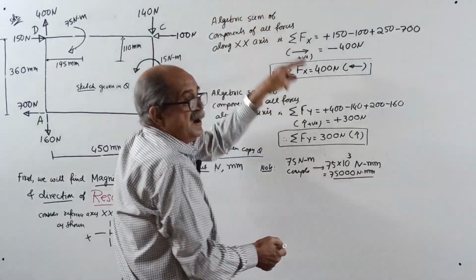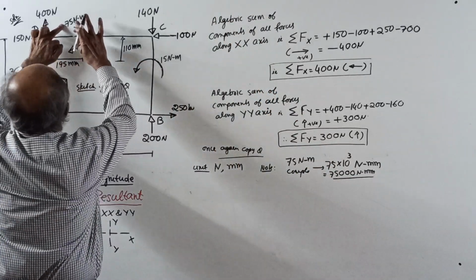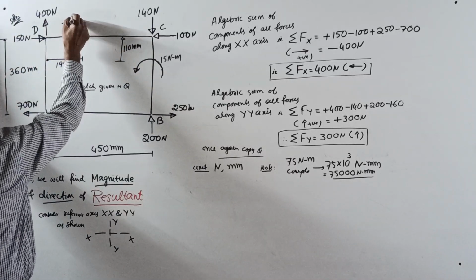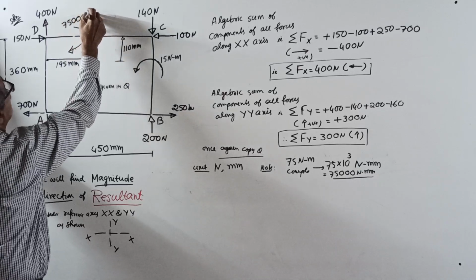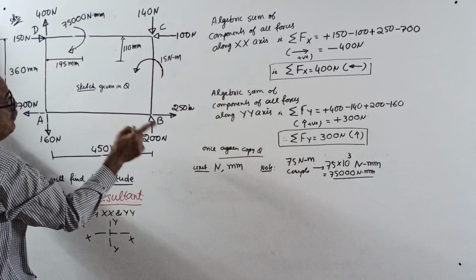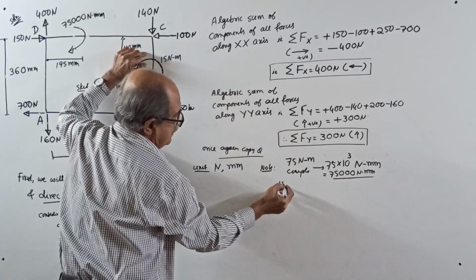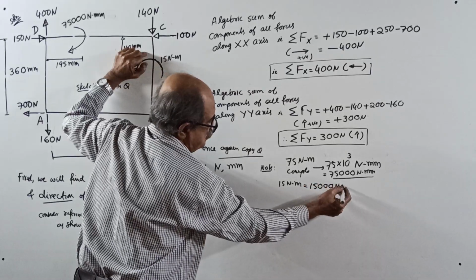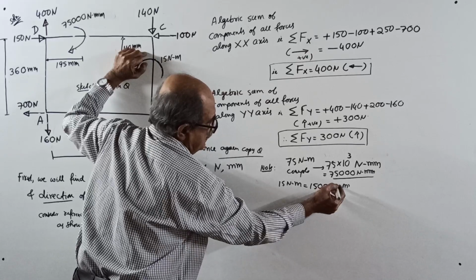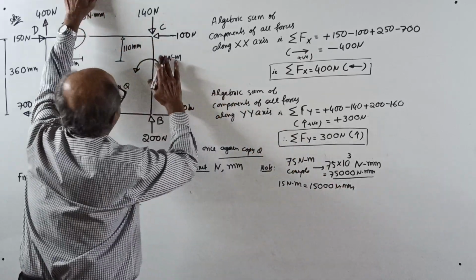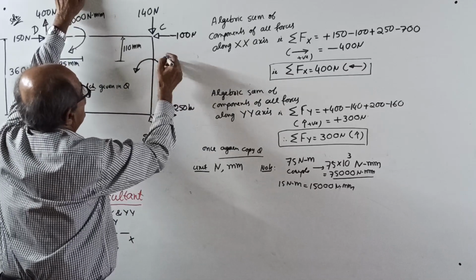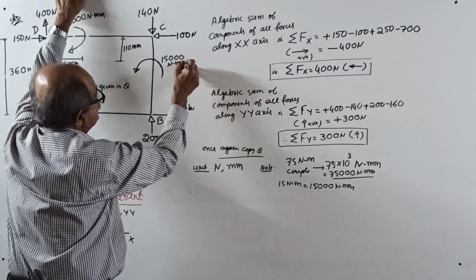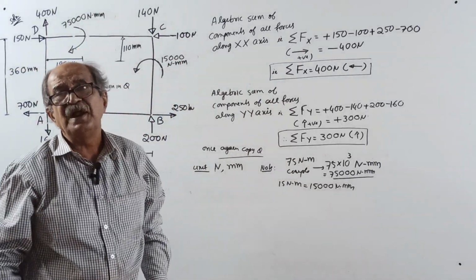Now, when you write the sketch second time, do not write 75 Newton meter. In that place, write 75,000 Newton millimeter. Same way you write 15 Newton meter will become 15,000 Newton millimeter. So this you write when you put the sketch second time. First you have to write the original sketch.